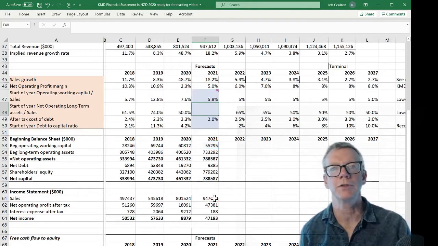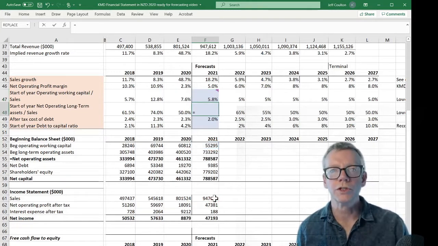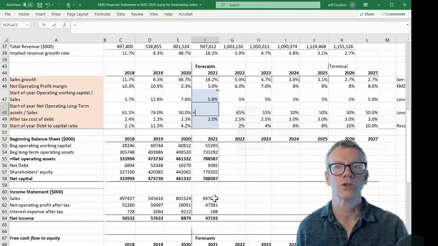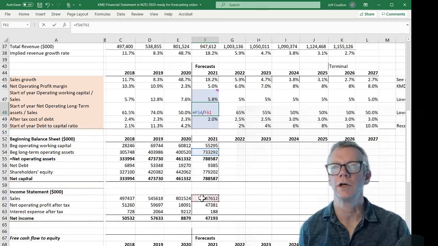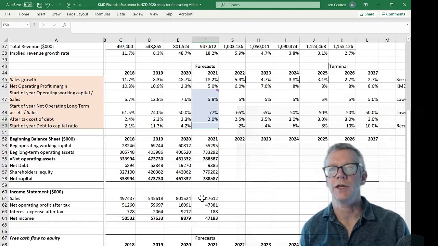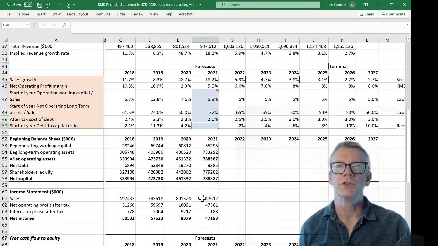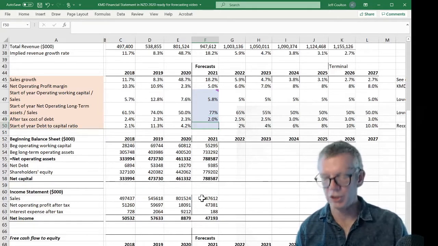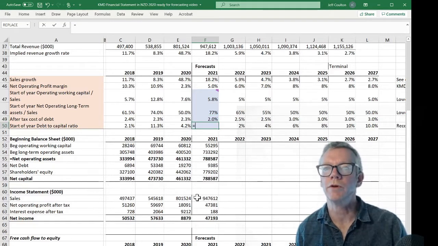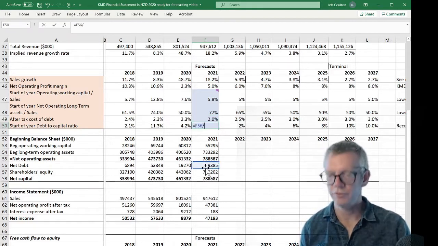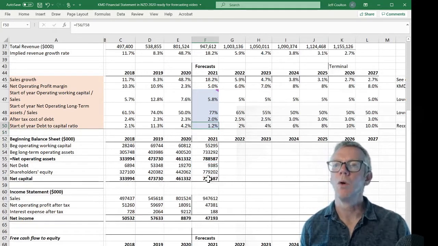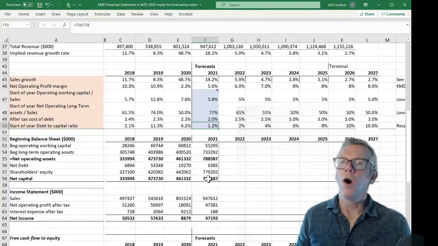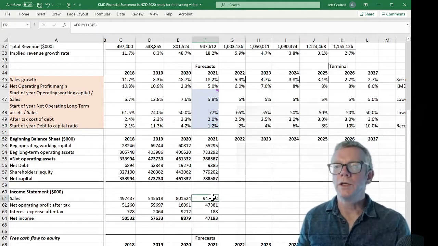And that's 5.8%. We'll do the same thing for the long-term assets relative to sales. 733 divided by the sales that we're forecasting, 77%. Finally, we can get the start of year debt to capital ratio. Again, that already exists. We've got net debt divided by net capital, 1.2%.